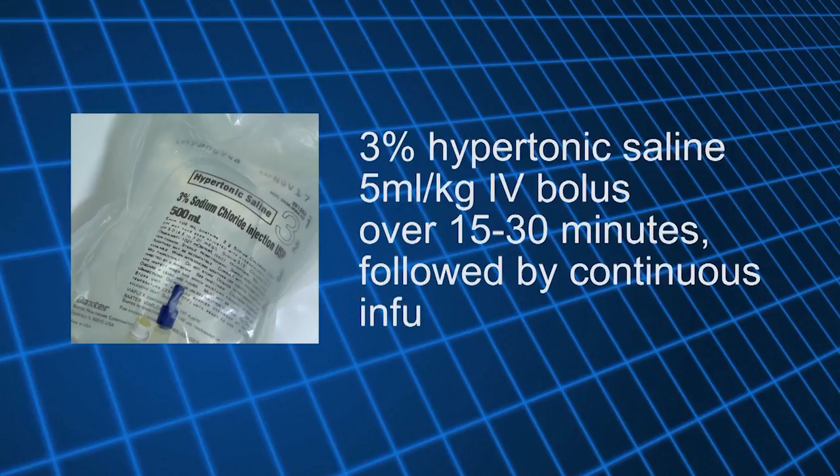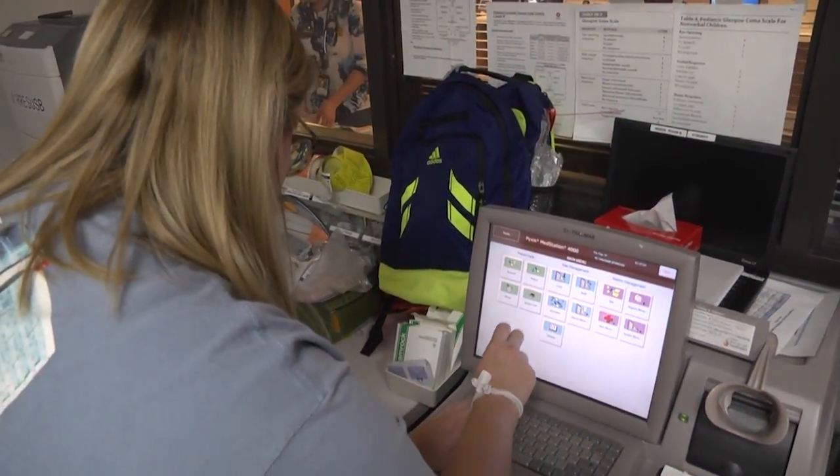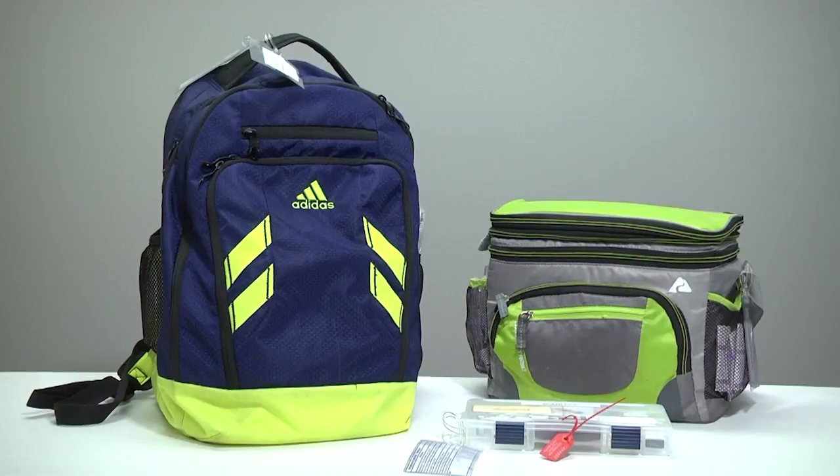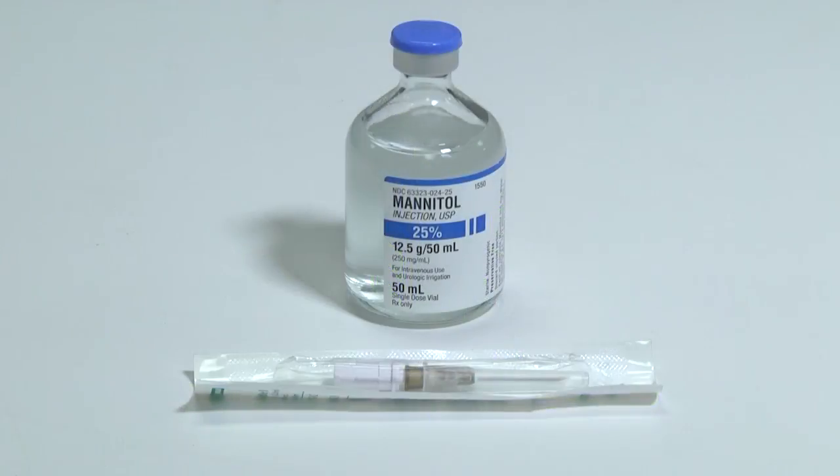At Children's, 3% hypertonic saline should be initiated at a 5 milliliter per kilogram IV bolus over 15 to 30 minutes, followed by a continuous infusion of 0.1 to 1 milliliter per kilogram per hour. Administration of hypertonic saline should be through a central venous line. Hypertonic saline can be found in the emergency department trauma Pyxis machines and the pharmacy code bag.